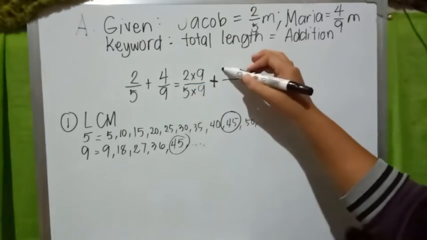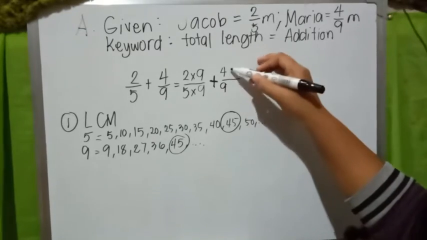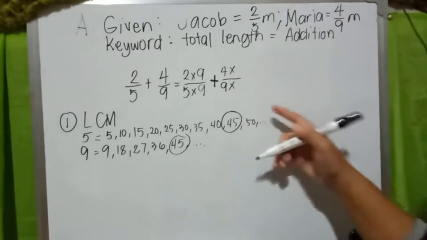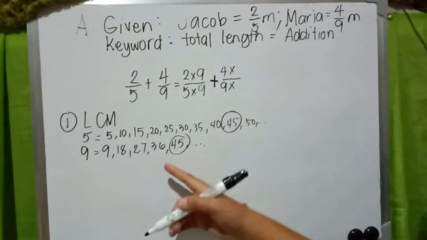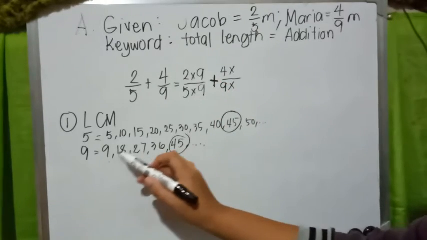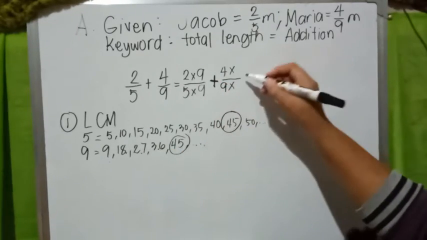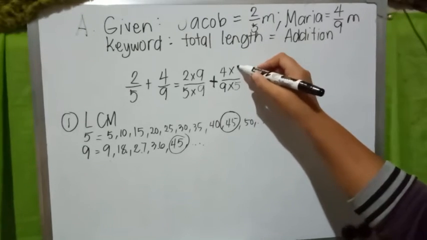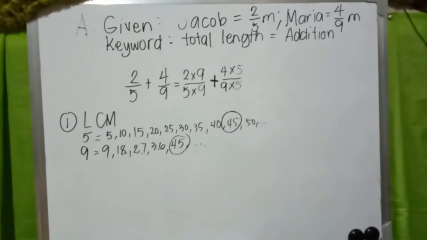Copy again your 4/9. Okay, how many do I need to multiply to 9 to get 45? So let's count. 1, 2, 3, 4, 5. So we need to multiply it by 5. And also with your denominator, multiply it again with 5.